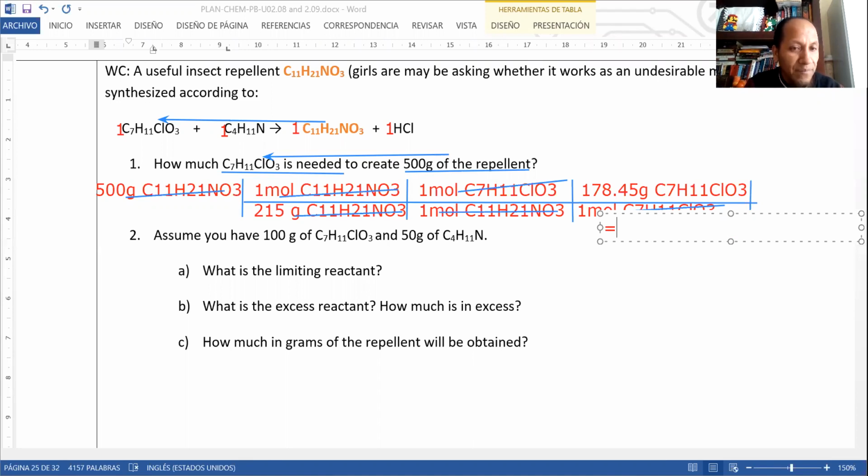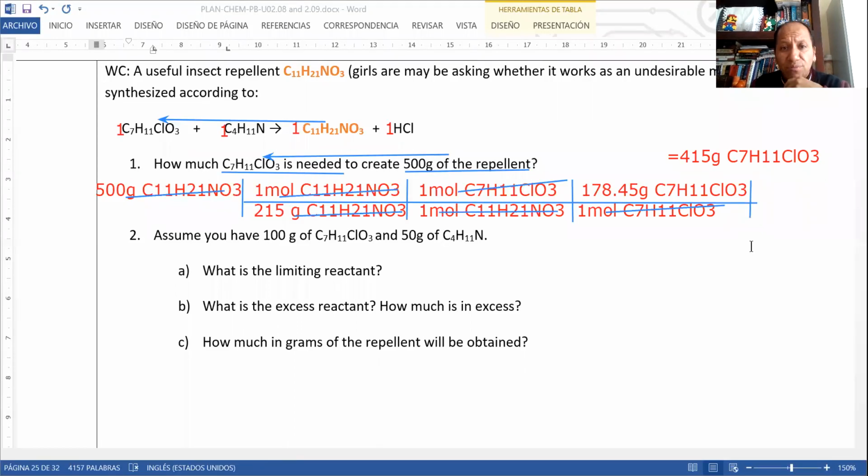So 500 times 178.45, divided by 200, open parentheses, right? That gives 415 grams of C7H11ClO3. So basically, that was the answer to the first one. Okay. What about the second one?